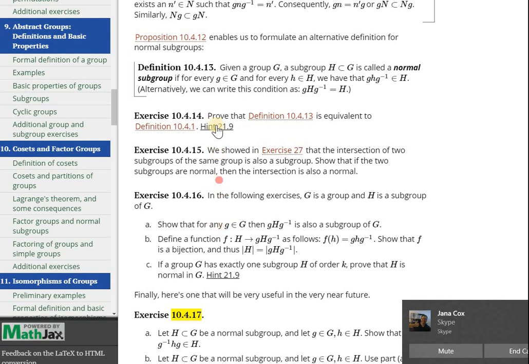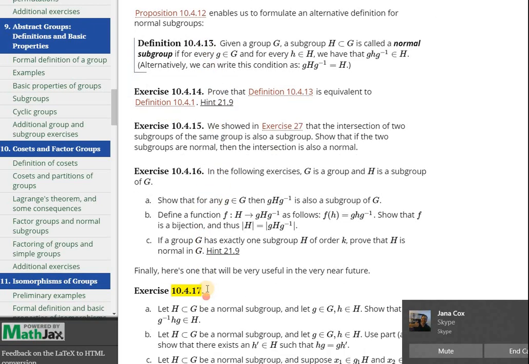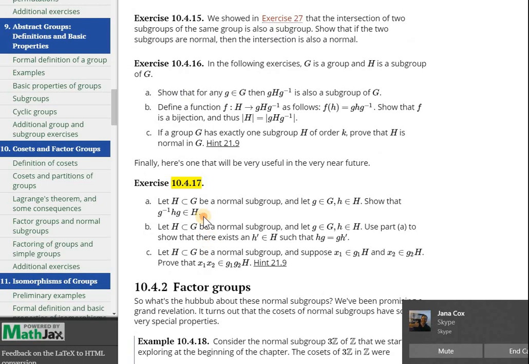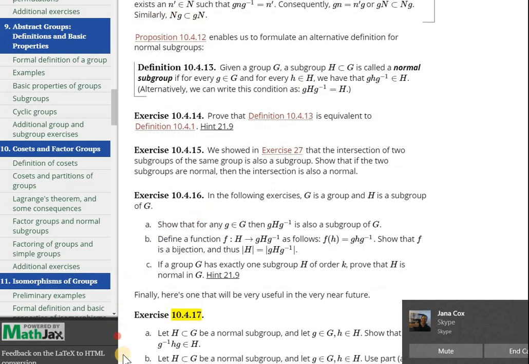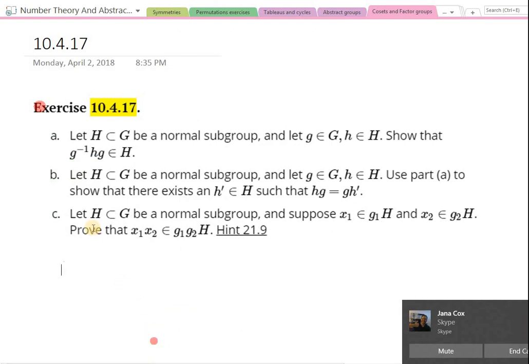So I'm going to go ahead and use definition 10.413 to do this exercise instead of the original definition. And I can do that because it's already something that's proved in the chapter. So let me go ahead and grab my definition 10.413 and put it here.